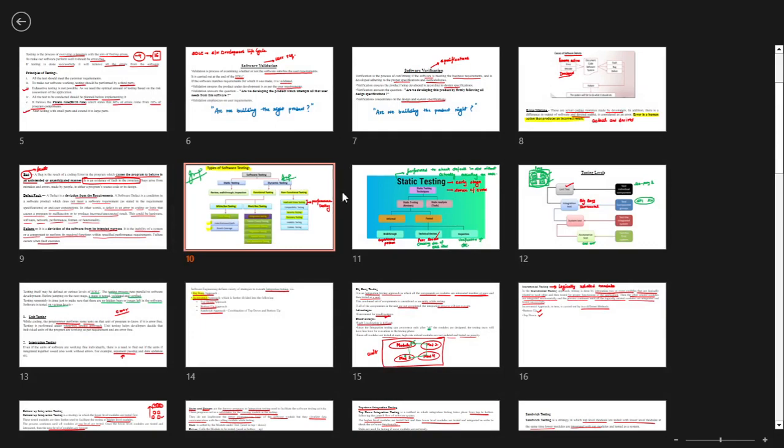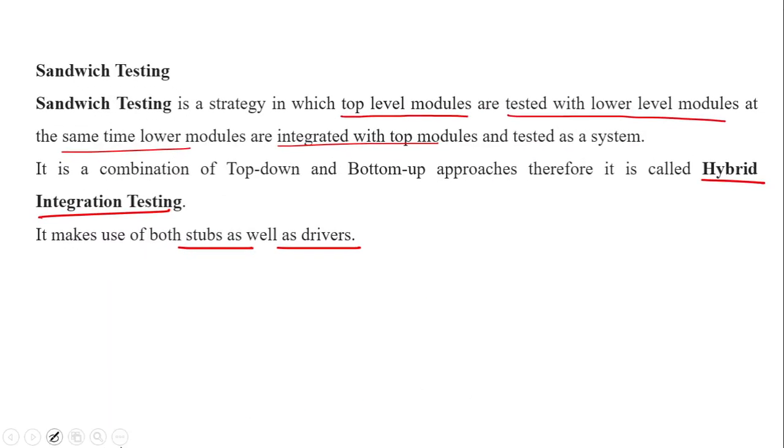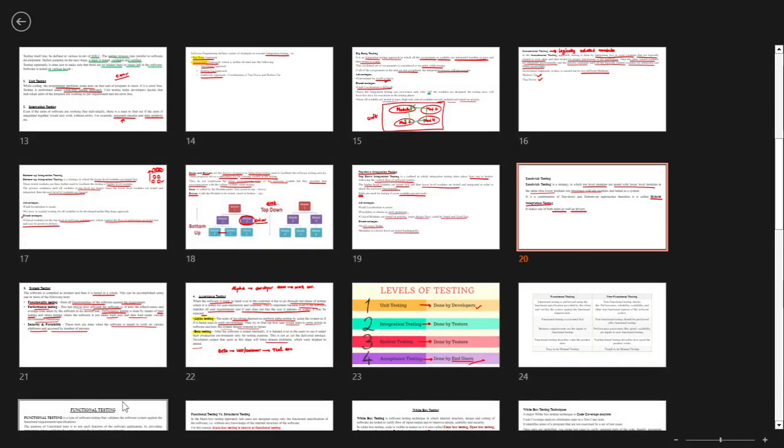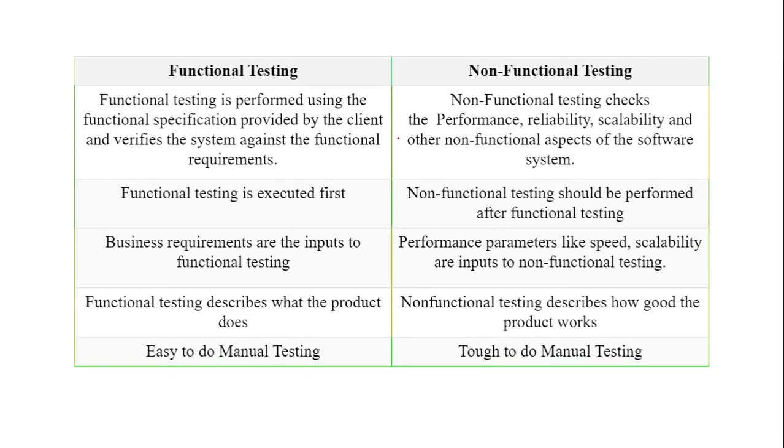Okay, so let's start with first, what is functional and non-functional testing. You can see that functional testing is performed using the functional specification. As from the name only we can think of, here we are talking about the functions, about the functionality. So it is performed using the functional specification provided by the client and verifies the system against functional requirements. Functional testing is executed first. Business requirements are the inputs to functional testing.